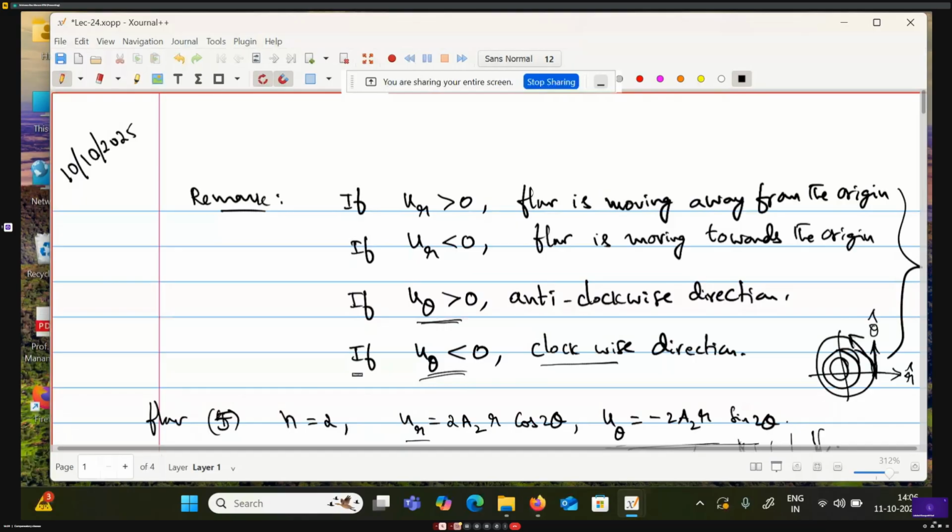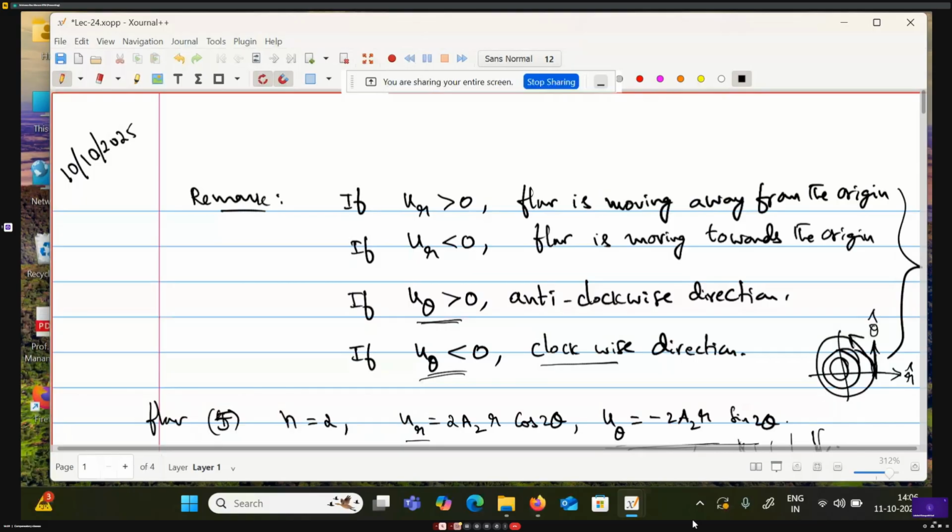Sir, I have a doubt. Like you said, u theta greater than 0 is anti-clockwise. Then here u theta equals minus 2 a squared r sine 2 theta, where theta belongs to 0 to pi by 2. If you multiply... No, don't look at it that way.